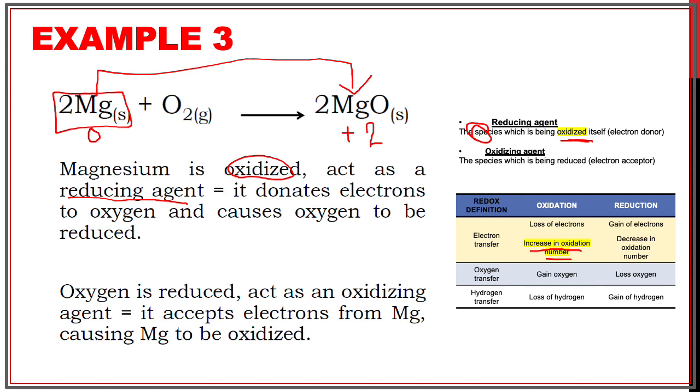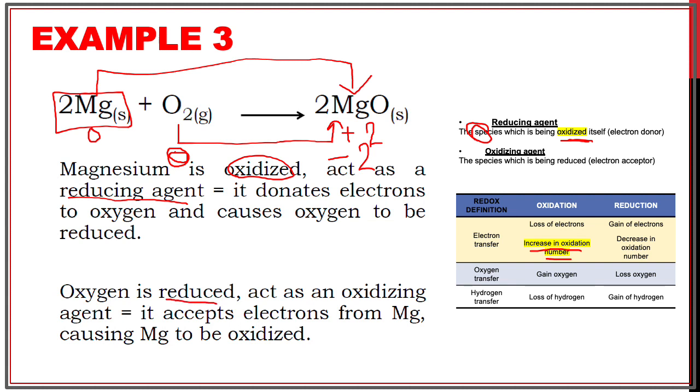Okay, next is oxygen. Oxygen is reduced, O2 to O. The oxidation number for O2 is equal to 0. And for oxygen, I'm talking about oxygen, not magnesium, the oxidation number is negative 2. So from 0 to negative 2 means it is a reduction process for oxygen to magnesium oxide. So this oxygen is reduced.